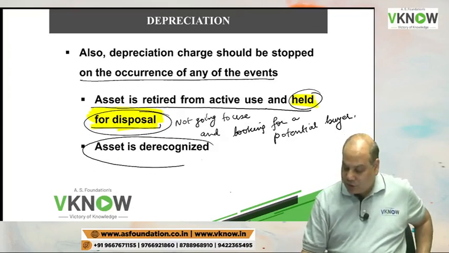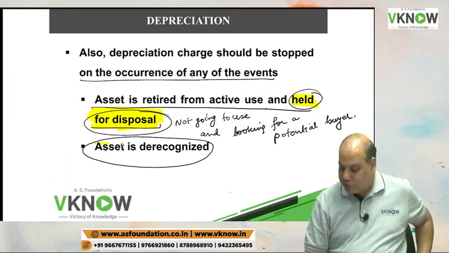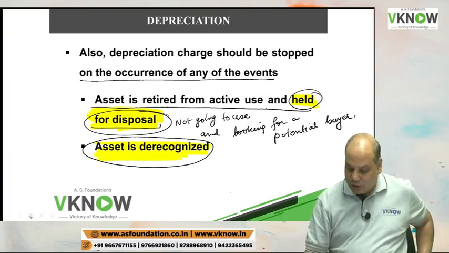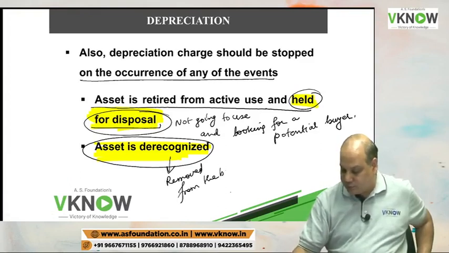Or second situation, when you will not provide depreciation, which is easy, when the asset is derecognized. Derecognized means it is removed from the books. Removed from the books. I have sold it, for example, sold.